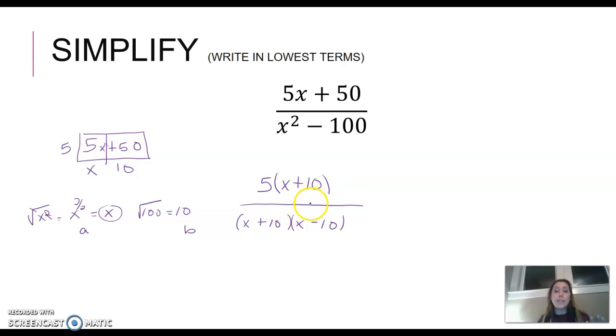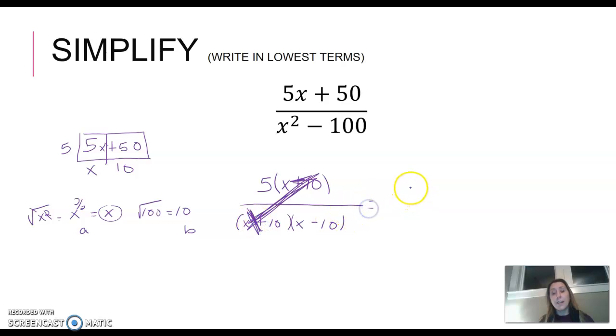So now I want to write it in lowest terms. I'm going to check to see, are there any other numbers that are by themselves in this fraction? Nope, there's not. But is there an x plus 10 on the bottom? There is. So this turns into a big 1.